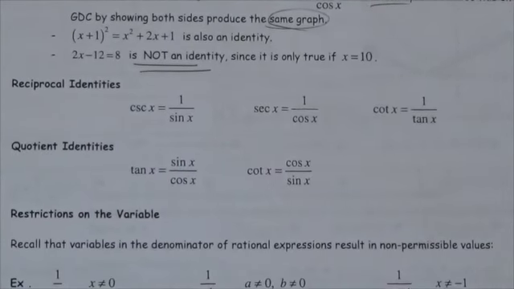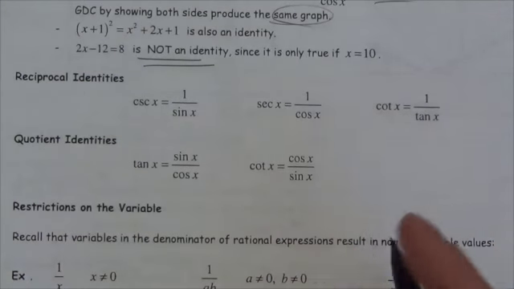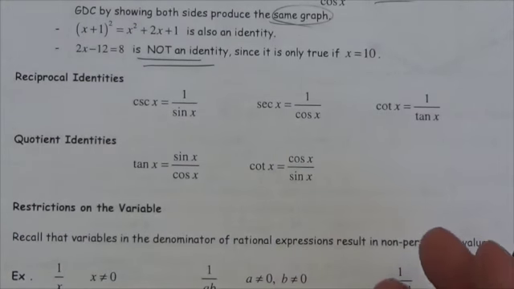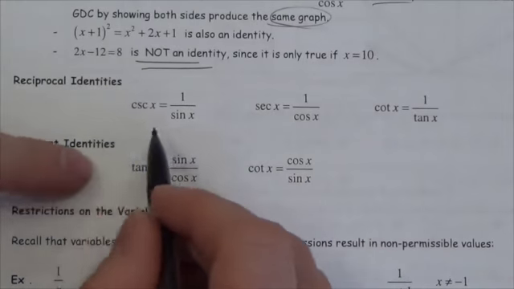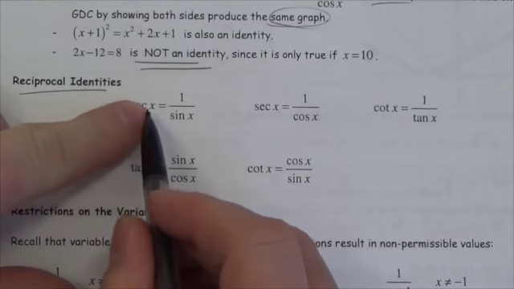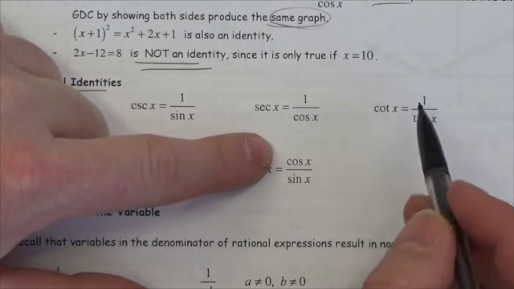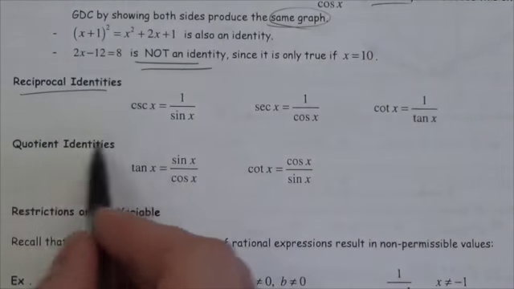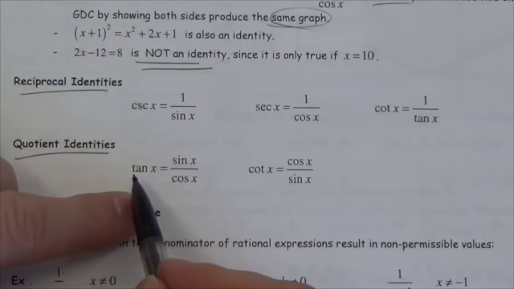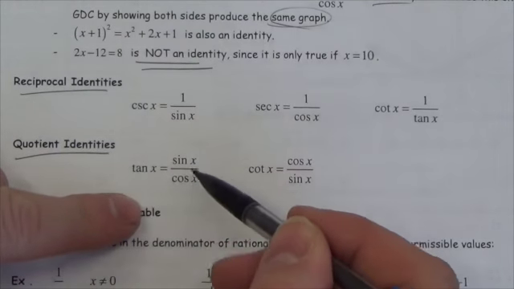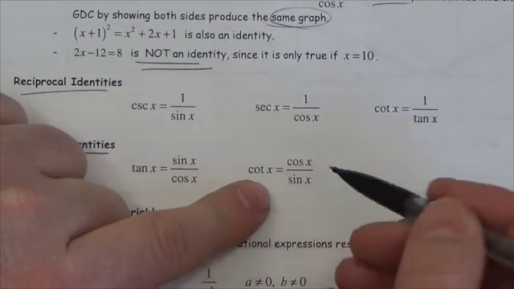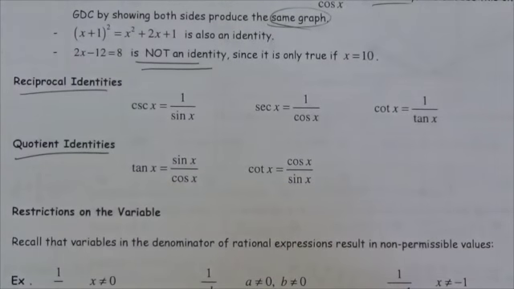Now with that in mind, let's take a look at some identities that you are already sort of familiar with at this point. We've got what we call our reciprocal identities. Cosecant is 1 over sine. Secant is 1 over cos. Cotangent is 1 over tangent. Our quotient identities, and we've already seen one: tangent is sine over cos. Cotangent is cos over sine. So those are things that we should be familiar with at this point. We're now just calling them identities.